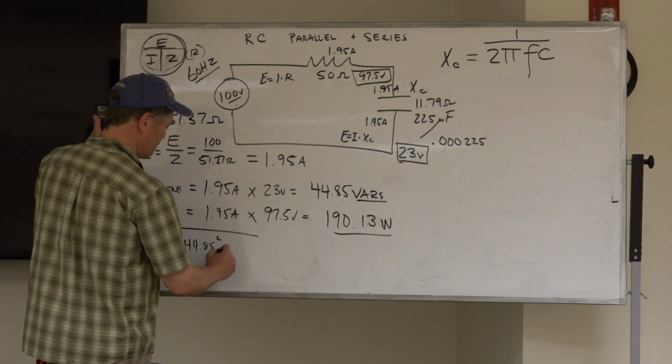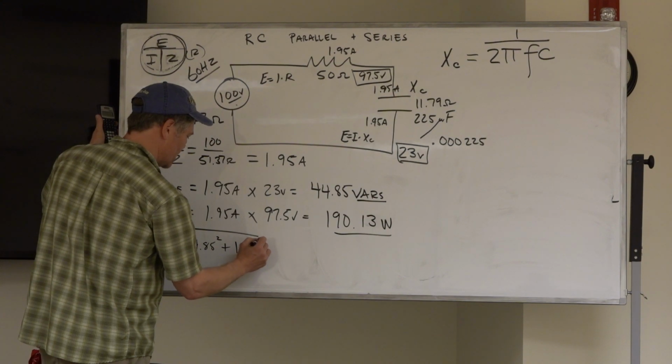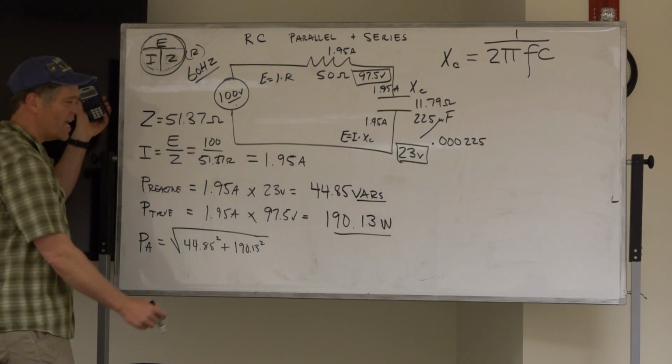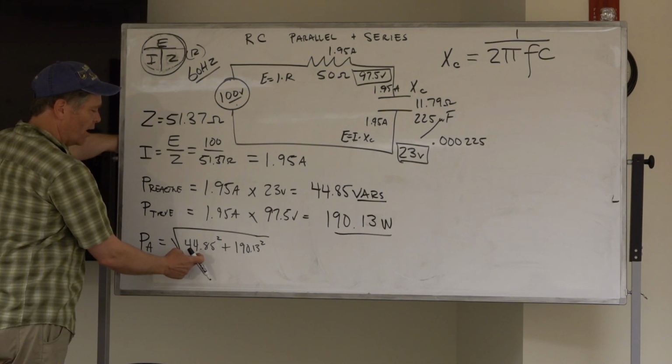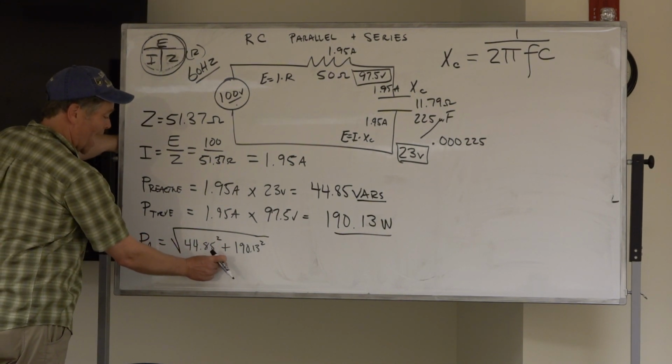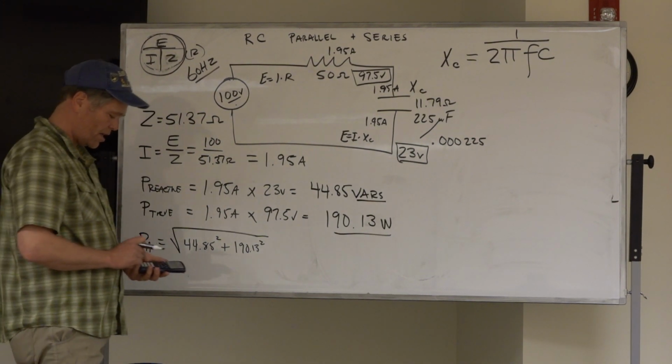44.85 squared plus 190.13 squared. So I've taken the square of the watts, and I've taken the square of the bars. I've added them together, and I'm going to take their square root. Let's see what the calculator says.